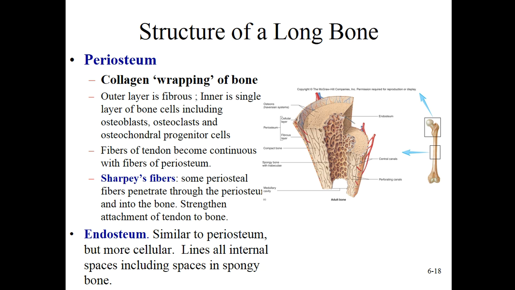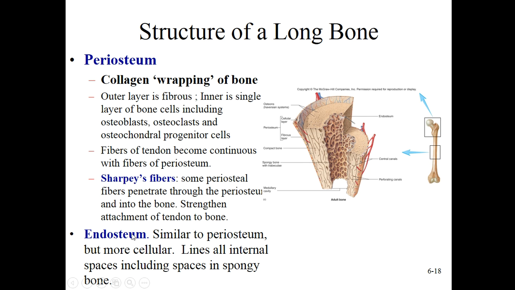Here's another perspective of a long bone looking down the medullary cavity. We see the diaphysis, the shaft, and we can see that this bone is wrapped in collagen called the periosteum, and then we have a layer of compact bone or cortical bone, and then in the center, spongy or trabecular bone.